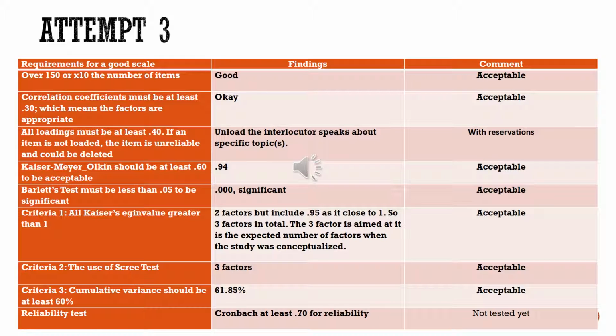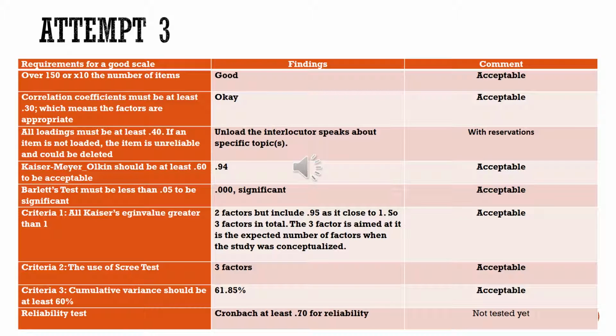So in the third attempt of the analysis, we only have actually 18 items left for the analysis, because we deleted 2 items in the first attempt and the third item in the second attempt. In our third attempt, we need to unload another 1 item because it has less than 0.40 coefficient. This means it is unreliable in the analysis.